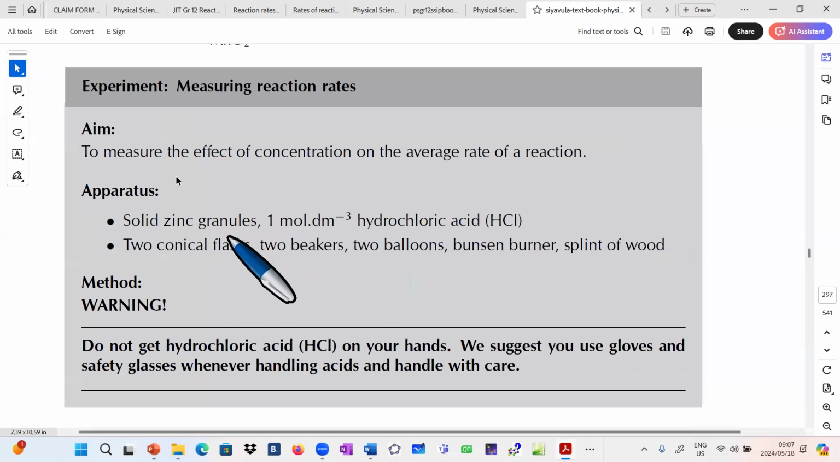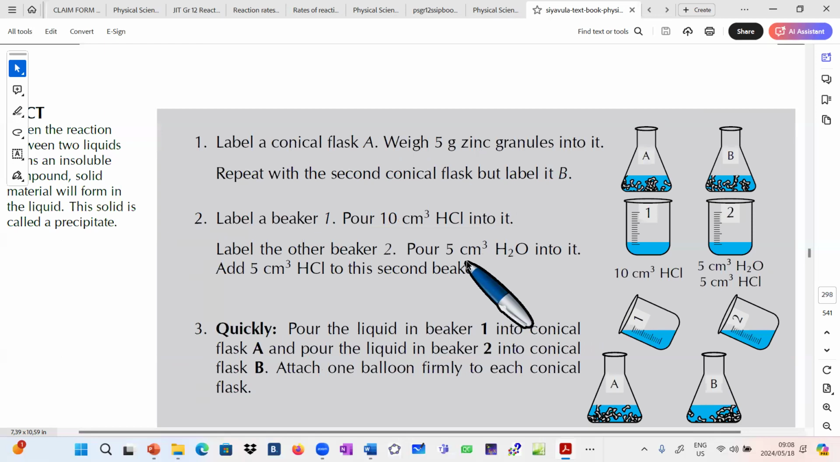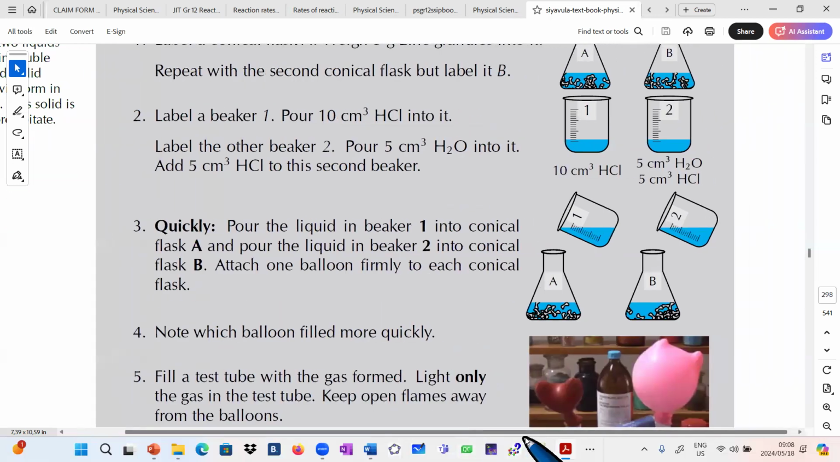Okay, now if you want to measure reaction rates, for instance, the aim of this experiment becomes to measure the effect of concentration on the average rate of a reaction. So you take the apparatus, which is your solid zinc granules, 1 mole per meter cubed, and we have the hydrochloric acid, HCl, two conical flasks, two beakers, two balloons, and Bunsen burner. Splint of wood. Okay, let's just continue.